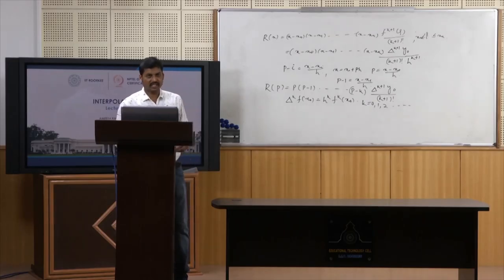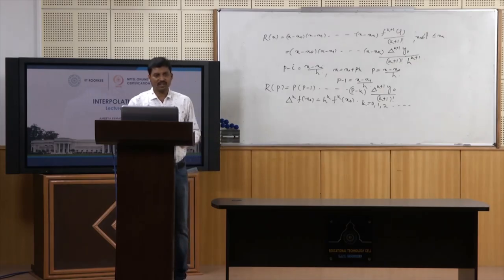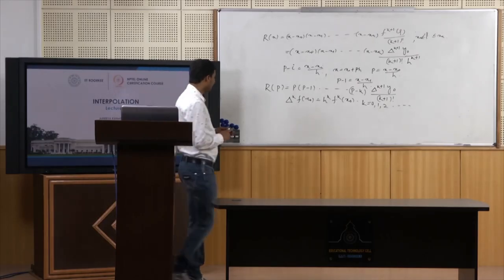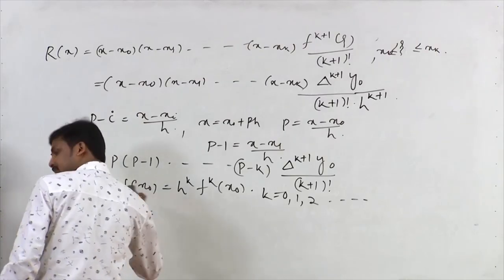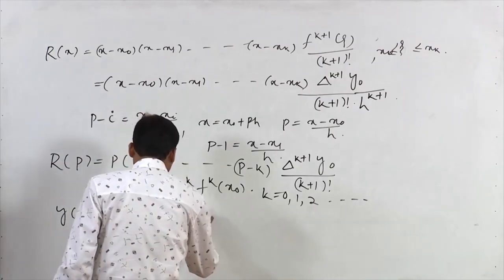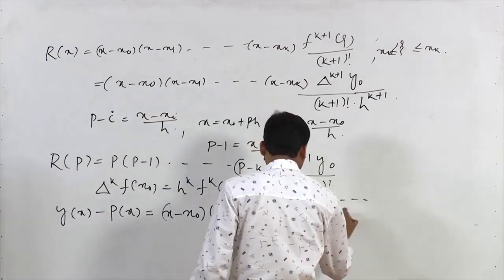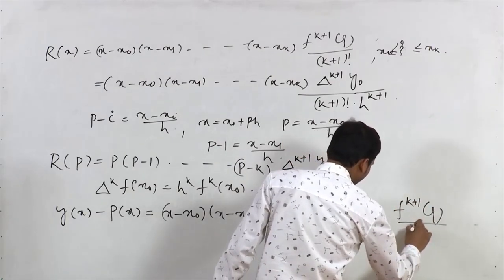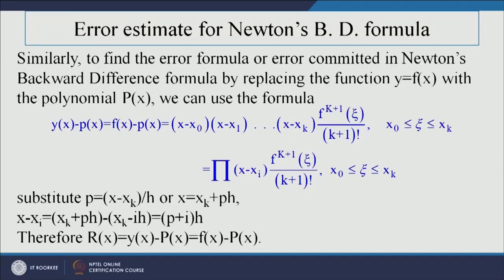So if we go for this error estimation in terms of Newton's backward difference formula, then this error formula, or error committed, is obtained by replacing the function y equals f of x with the polynomial p of x, as y of x minus p of x equals (x minus x0)(x minus x1) up to (x minus xk) f to the power k plus 1 of zeta by k plus 1 factorial, where zeta lies between x0 and xk.